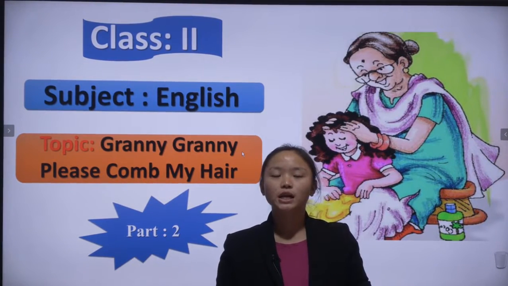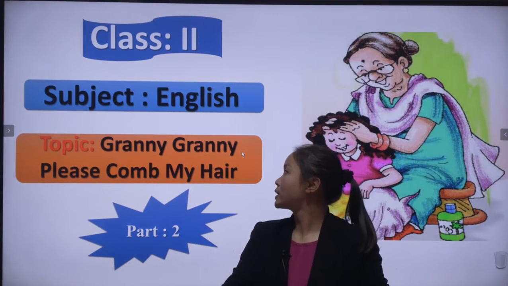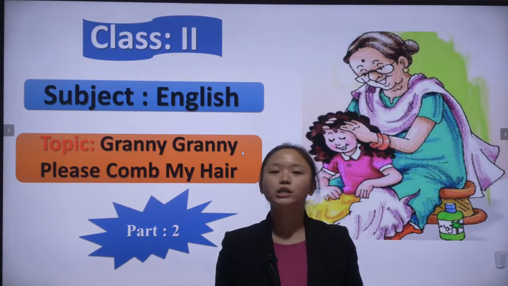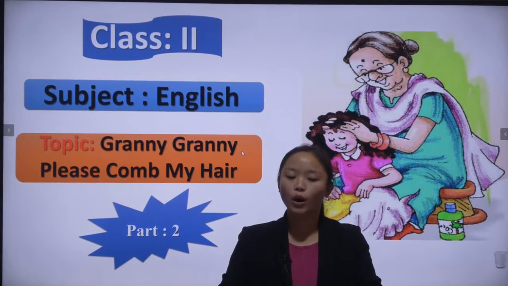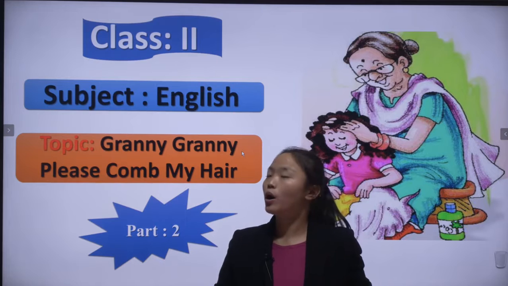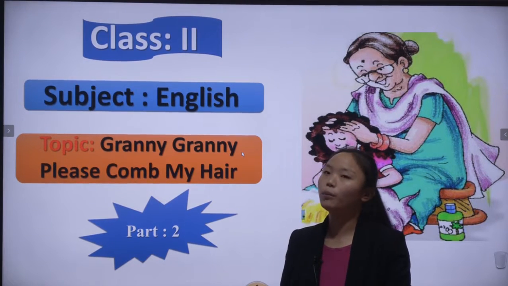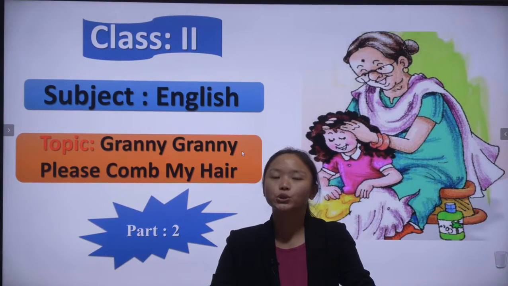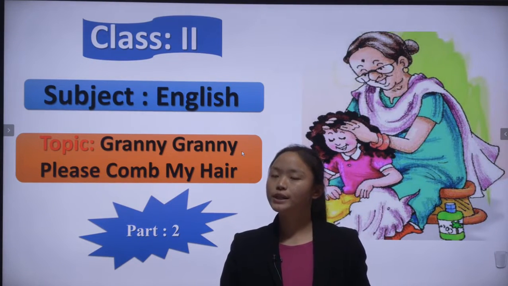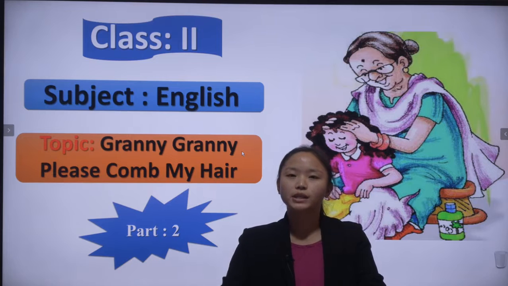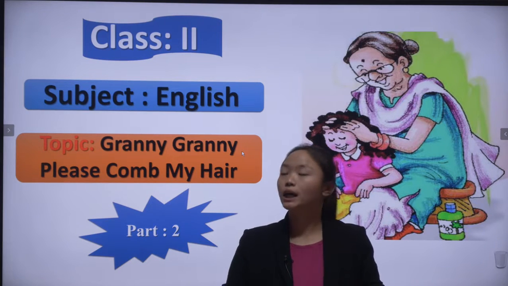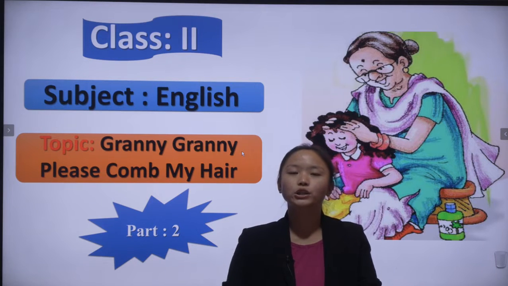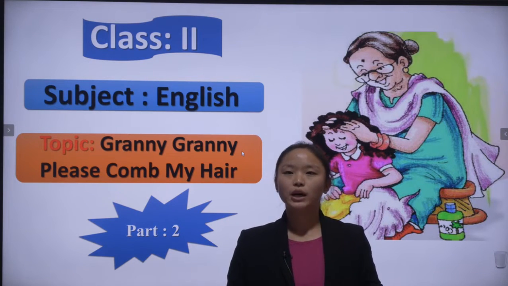So in the previous class we started this unit 9.1, and in this unit we dealt with the poem. The name of the poem was Granny Please Comb My Hair, and today we are going to do part 2 of this poem. Okay? In the previous class we only did the explanation part of this chapter. Now today we are going to do the exercise portion of this chapter.